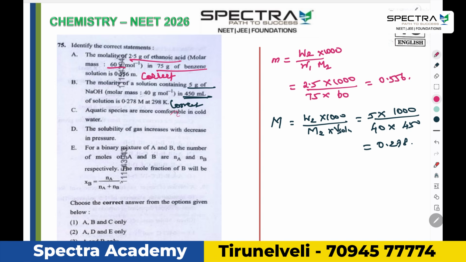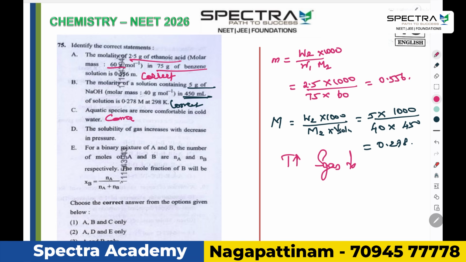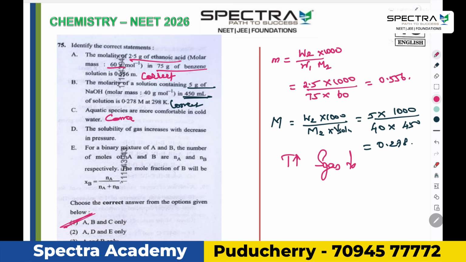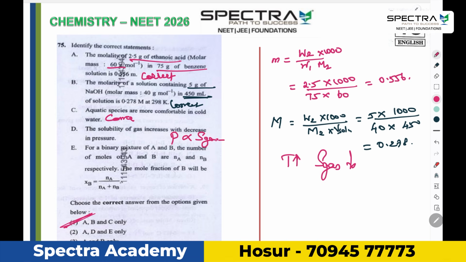Then, aquatic species is more comfortable in cold water. This is also correct because when temperature increases, the solubility of gas decreases. So aquatic species cannot survive in hot water. Correct. A, B, C are correct. This option matches. D is wrong, E is wrong, see. Solubility of gas increases when the pressure decreases. No, pressure is directly proportional to solubility of gas. So this is an incorrect statement.